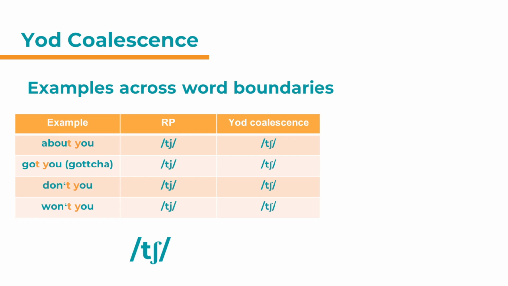Let's have a look at some more examples with Ch. For example, about you. Got you, gotcha. Don't you. Won't you. Some of those make me actually think of songs. There are quite a lot of songs containing those words in the chorus, and the Yod Coalescence is really, really clear. But no, I will not sing them now.